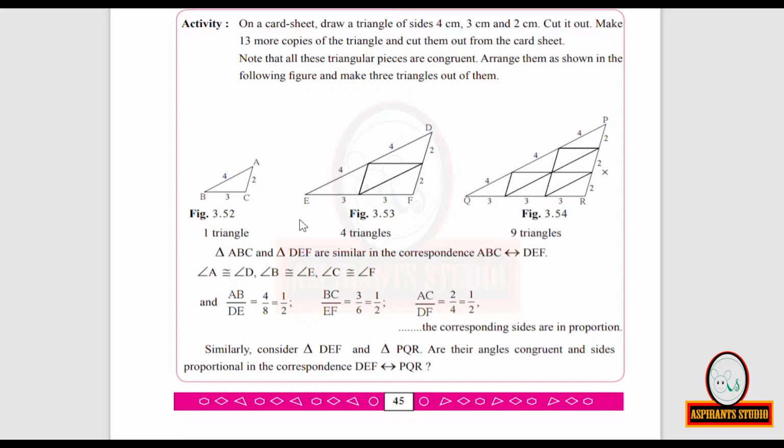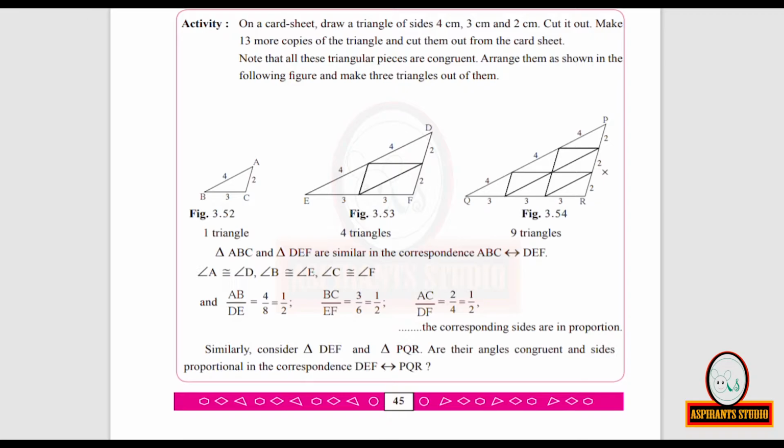ABC corresponds to DEF. Triangle ABC and triangle DEF are not congruent. They are only similar. By looking at them, we can see ABC does not exactly fit on DEF. DEF is of a bigger size. So we cannot say triangle ABC and triangle DEF are congruent. Here triangle ABC and triangle DEF are similar, in the correspondence where A corresponds to D, vertex B corresponds to vertex E, and vertex C corresponds to vertex F.